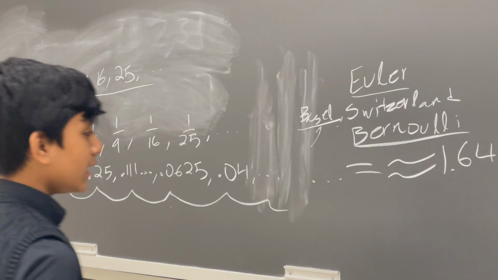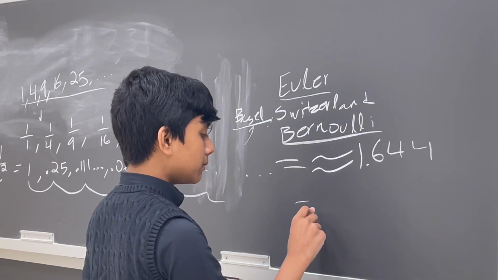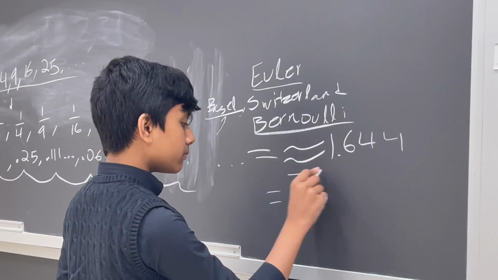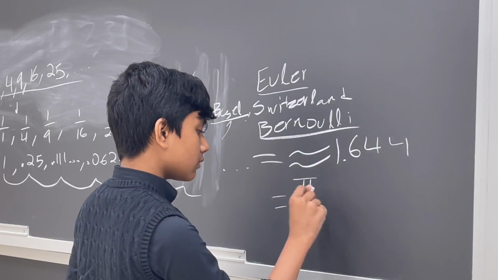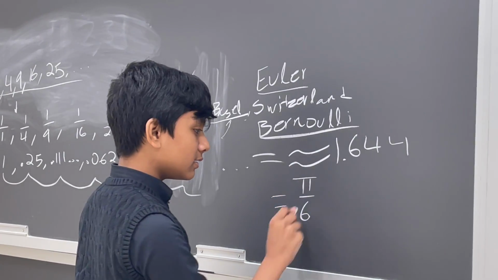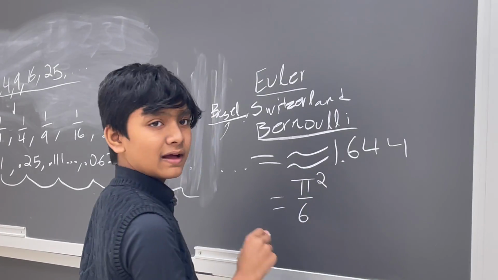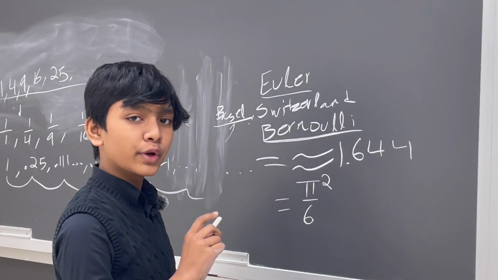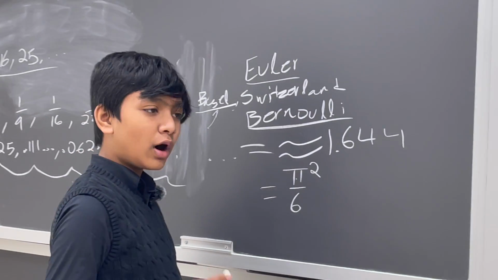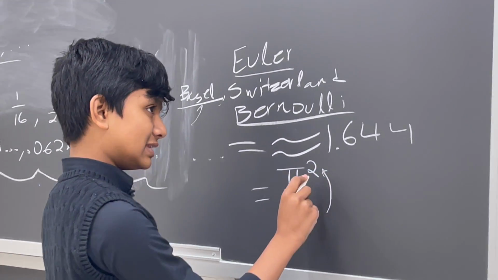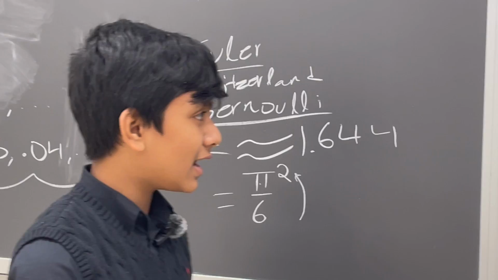So, the thing is, this is actually pi squared over 6. This is the epitome of weirdness. Why is pi here and why is it squared? Oh, that's the exact same thing 3Blue1Brown asked. So, this is actually for a very interesting reason.